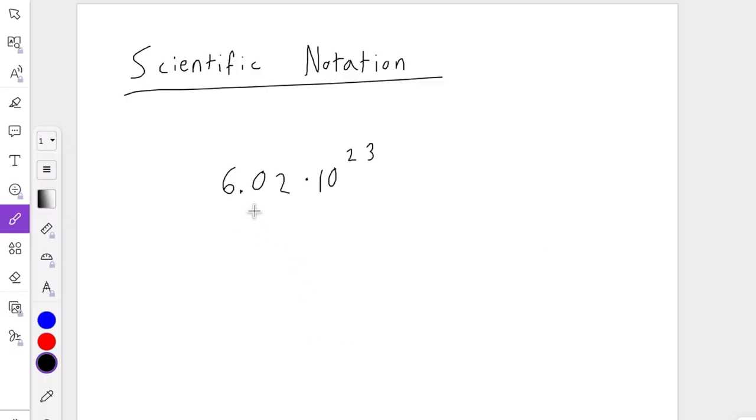But 6.02 times 10 to the 23rd power is the same thing as 602 and then 21 more zeros after it. It would take a while for me to actually write that. I'm not going to. But you can see why scientific notation is useful. It's going to help us write really big or really small quantities of data.